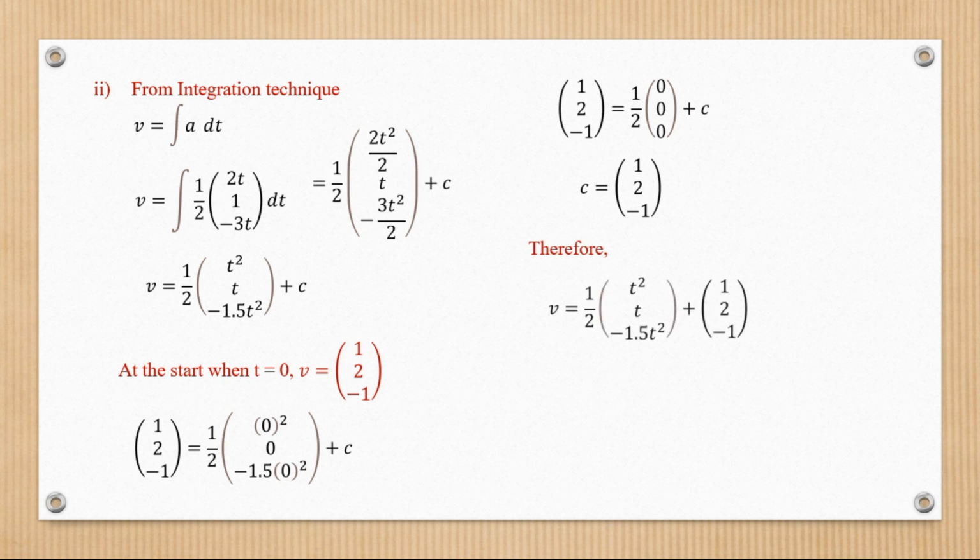So therefore v shall be equal to a half times this, then plus the c, which is now equal to that. So now the next thing is I can first multiply the half into the values right there. Then at the top this will give me t squared over 2. This will give me a half t, and then this will give me negative 3t squared over 4. Then plus the values on this side. So I have at the top plus 1, then next I'll have plus 2, and because this is a minus, I'll have it as minus 1.